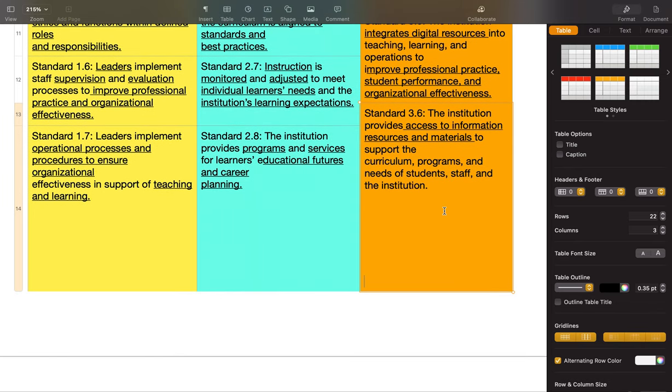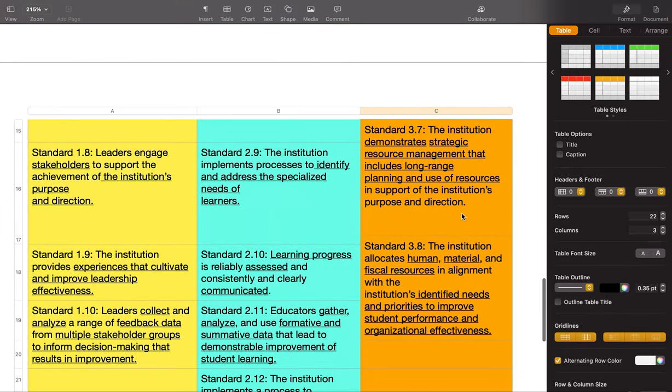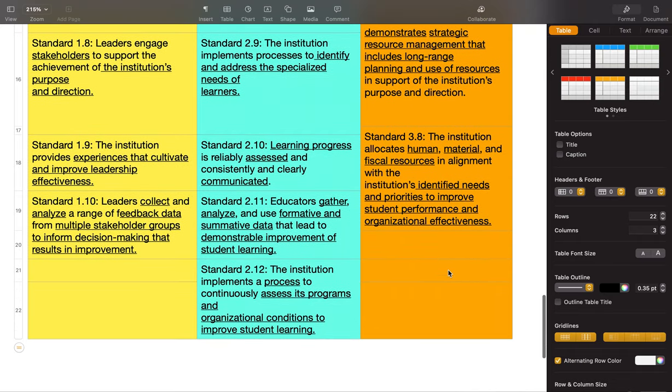The sixth standard highlights the institution's ability to provide access to information and other resources and materials in order to support curriculum programs and the needs of students, staff, and institutions. The seventh standard highlights how the institution demonstrates strategic resources management that should include long-range planning and use of resources in order to support the purpose and the direction of the institution. And finally, standard 8 highlights the allocation efforts of the institution for human, material, and physical resources in alignment with the institution's identified needs and priorities in order to improve students' performance and organizational effectiveness.